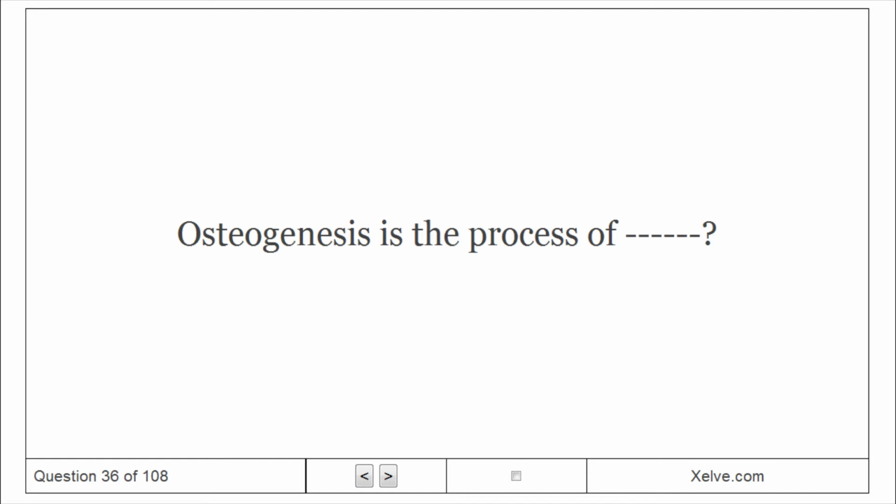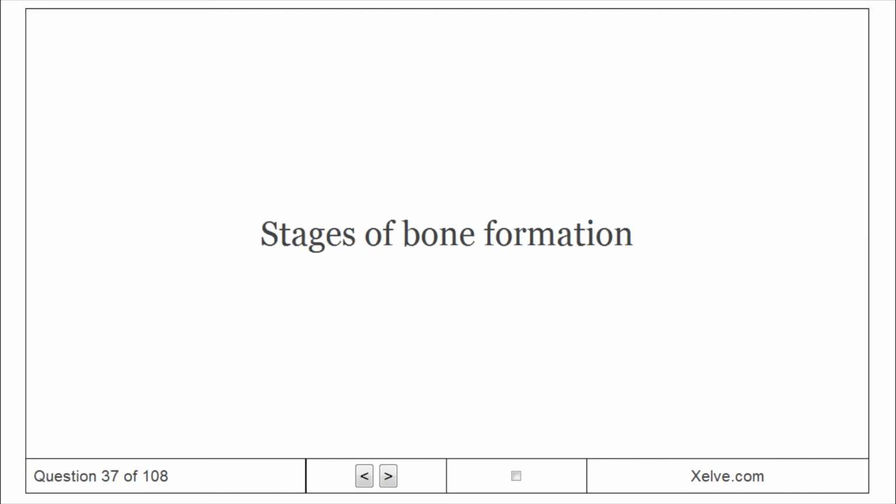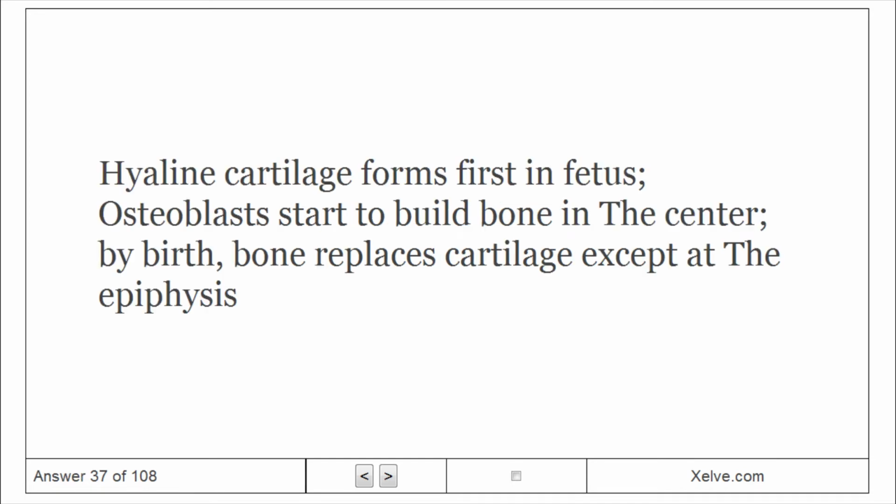Osteogenesis is the process of bone formation. Stages of bone formation: hyaline cartilage forms first in the fetus. Osteoblasts start to build bone in the center. By birth, bone replaces cartilage except at the epiphysis.